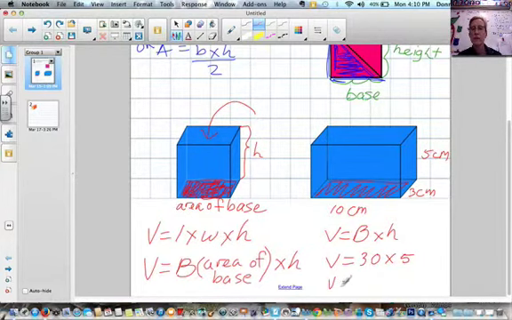So I can say that the volume, 30 times 5, which is 150, so it would be 150, and this is where we're going to use a different unit. We're going to say centimeters cubed this time, and that's pointing out for you that it's three-dimensional.